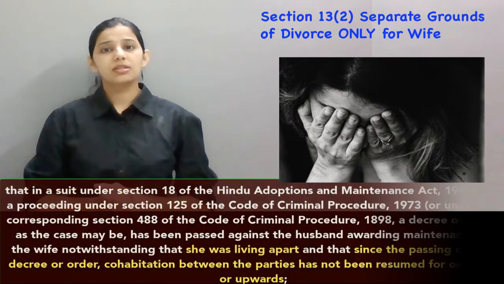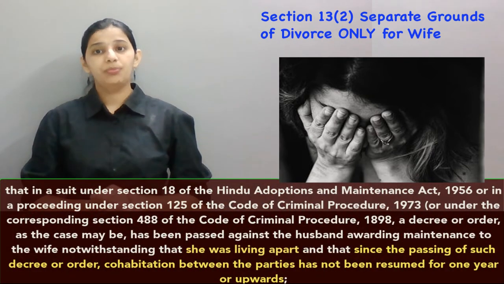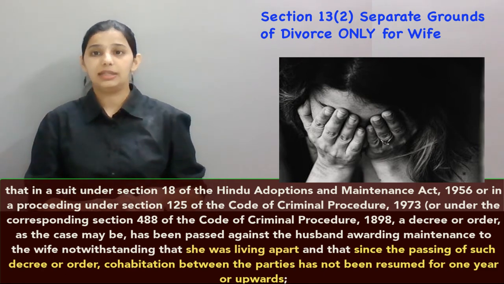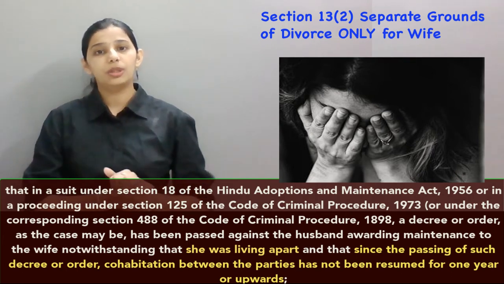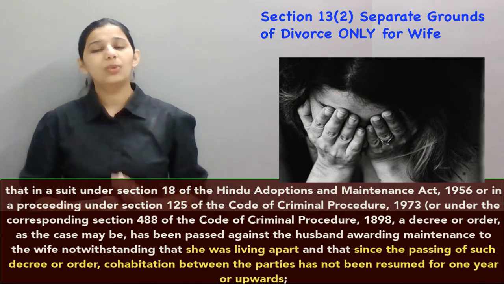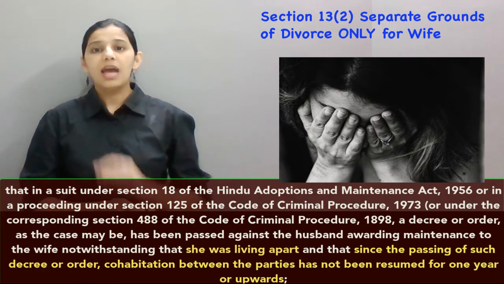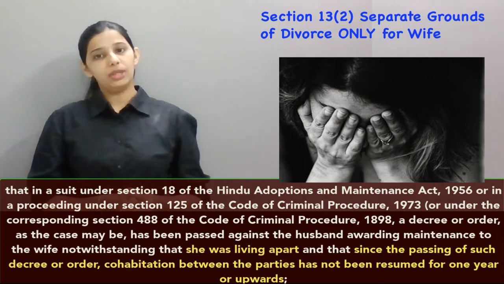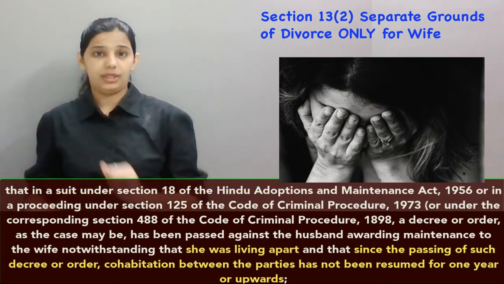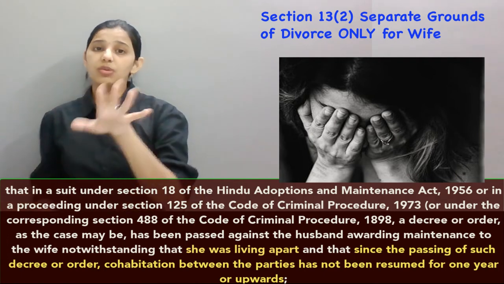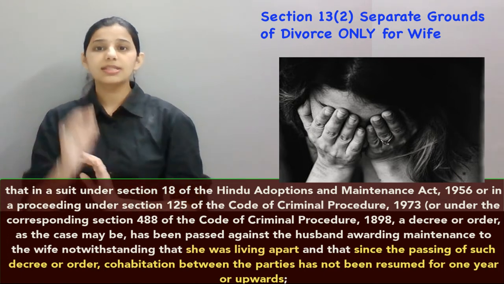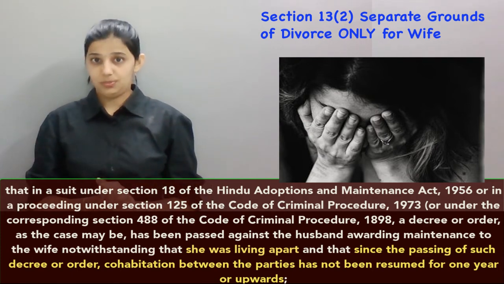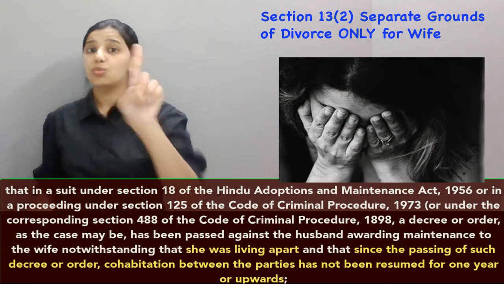The third ground is the order or the decree awarding maintenance. Where a decree for maintenance of wife under section 18 of the Hindu Adoption and Maintenance Act 1956, or an order for the maintenance of wife under section 125 CrPC 1973 has been passed against the husband, the wife is entitled to present a petition for divorce provided two conditions are satisfied. The first, that she was living apart, and the second, since the passing of such a decree or order, the cohabitation between her and her husband has not been resumed for at least 1 year.